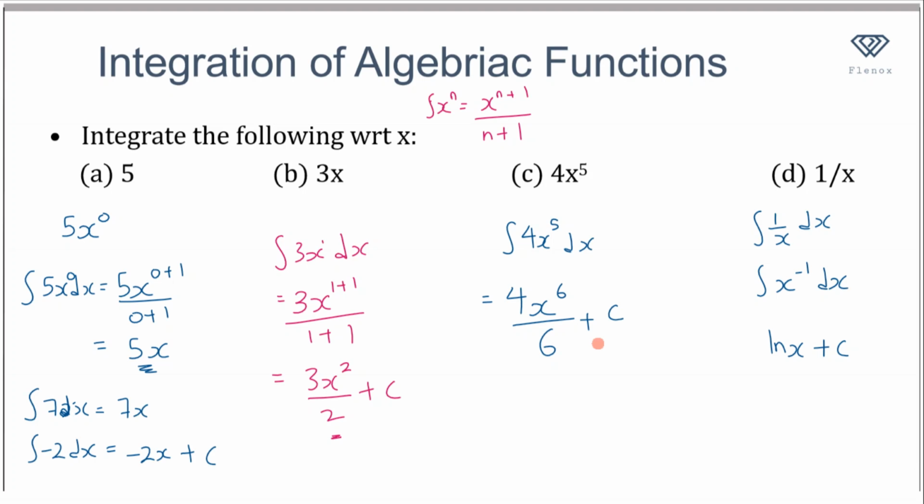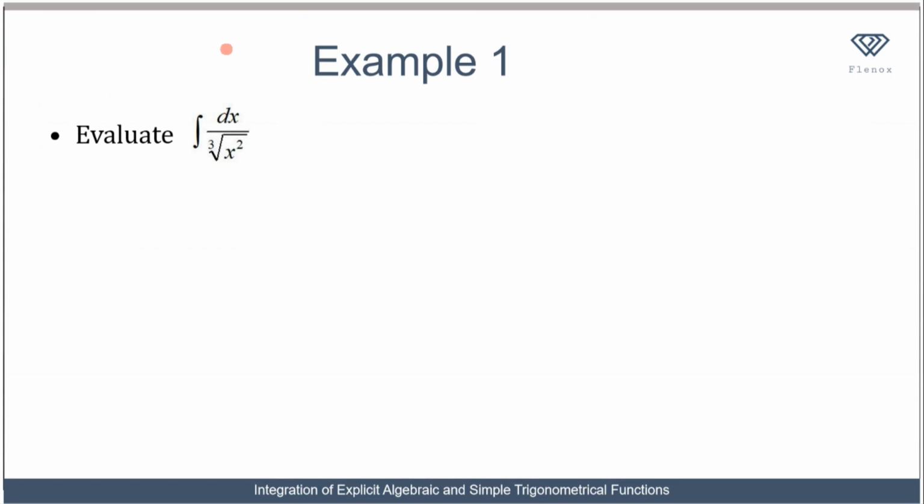So let's look at some more concrete examples now. The first example we'll be looking at, we're told to evaluate the integral of this function. The first thing we want to do is rewrite this function in the form of x to the power of n. For that we just apply our laws of indices. If you remember from our laws of indices, if you have the a-th root of a number x, it's the same thing as x to the power of 1 over a. So let's apply that here to deal with this cubic root.